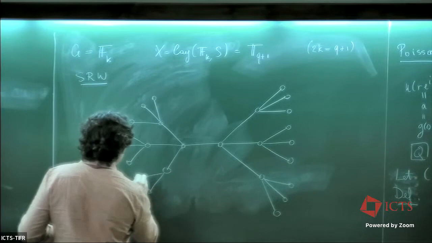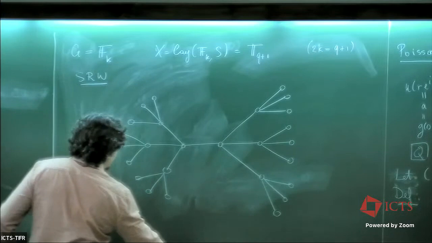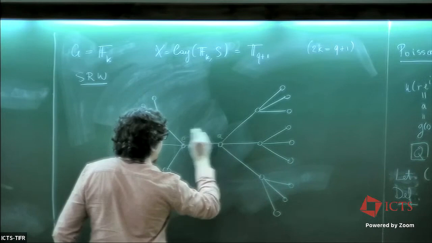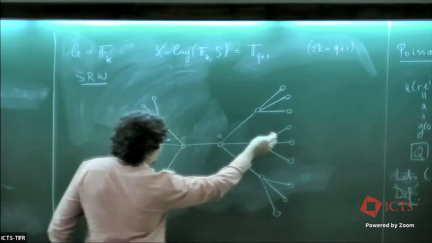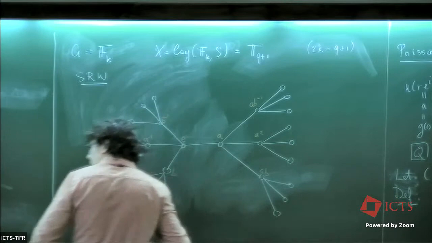Okay. And so, if you want to label the elements of the free group, this would be the identity, this would be A, this would be A inverse, this would be B, this would be B inverse, and so forth. This is A squared, AB, AB inverse, and so forth. But anyway, what we care most about is just the structure as a tree.